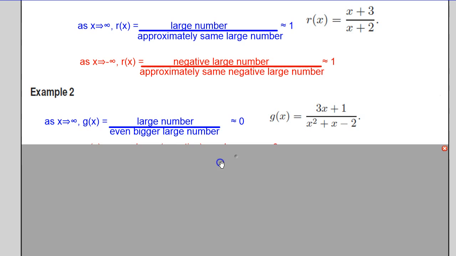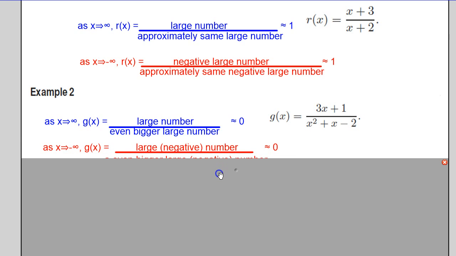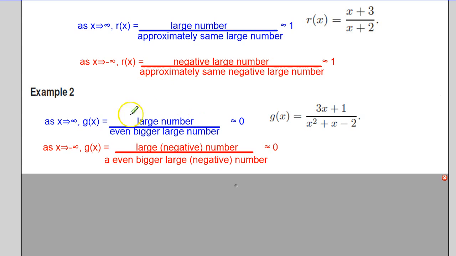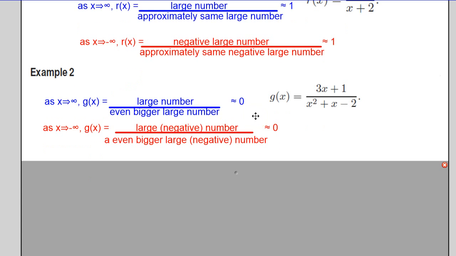In example 2, you had a numerator of a linear function and a denominator of a quadratic function, and the quadratic function grows faster than the linear function. So you had a large number divided by an even bigger large number, for both situations. That's why the long run behavior looked to have a horizontal asymptote of y equals 0.